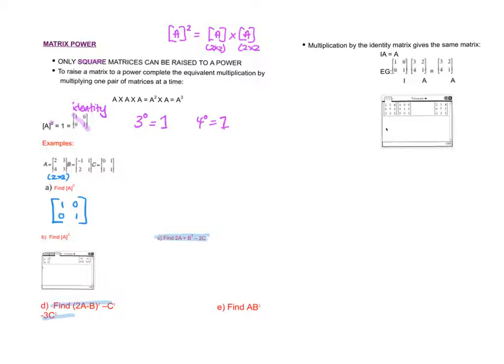So multiply, we're going to take note 2 over here. Multiplication by the identity matrix gives the same matrix. We've already looked at that. Remember I said because it's like a number 1, so if you multiply it, you get the same one, and we just showed that. So that's just a repeated fact there.